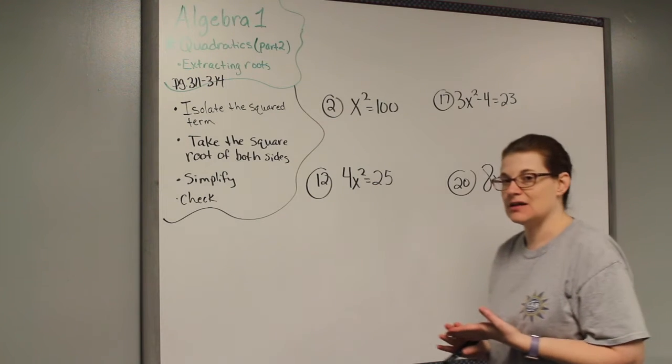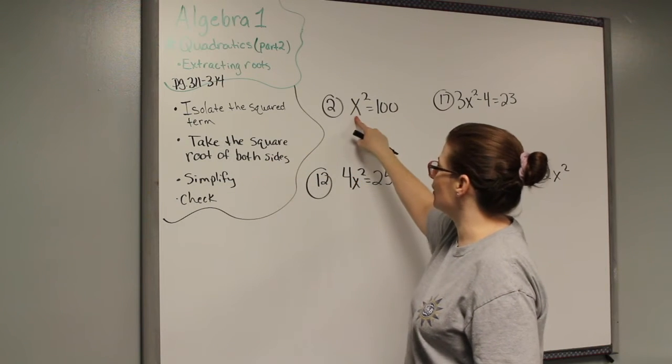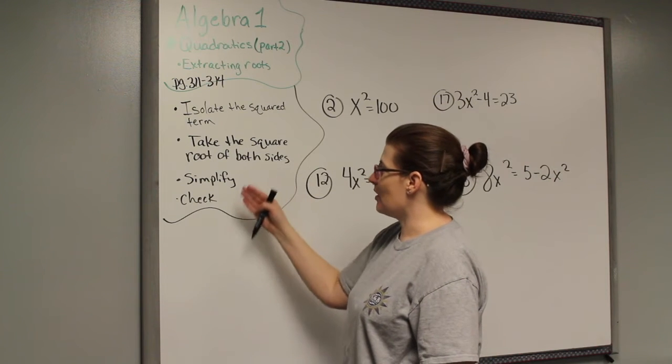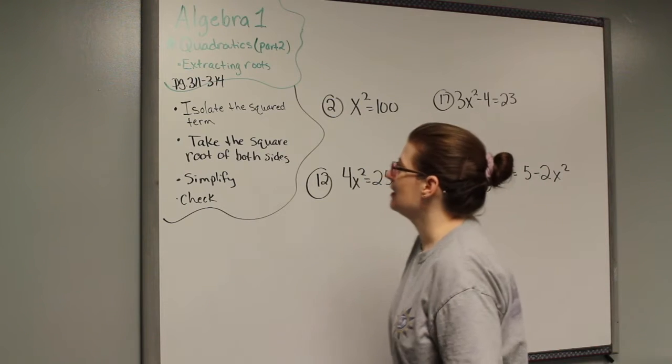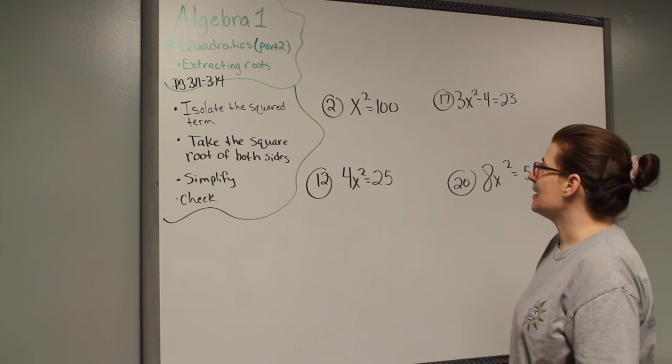So the basic things you need to know is isolate the squared term. That's the letter with the squared on it. You want it by itself. Okay, take the square root of both sides, simplify, and check. All right, and this goes fairly quickly.